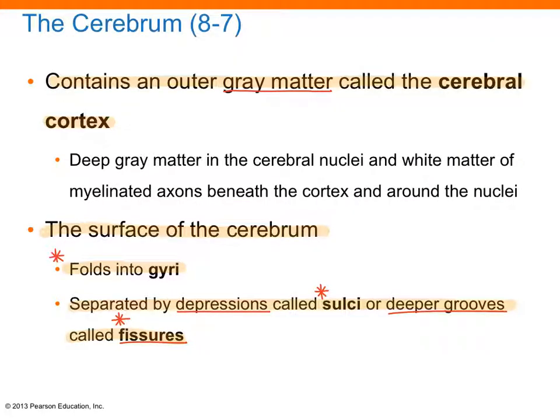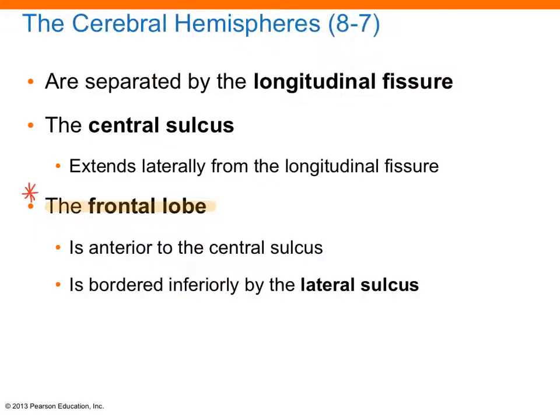Now, the cerebrum contains an outer gray matter called the cerebral cortex. The surface of the cerebrum folds into gyri, separated by depressions called sulci, or deeper grooves called fissures. The cerebral hemispheres are separated by the longitudinal fissure, and we have the right cerebral hemisphere and the left cerebral hemisphere. Now, there are different lobes of the brain.